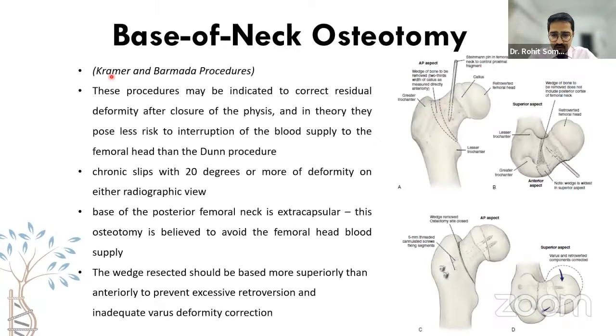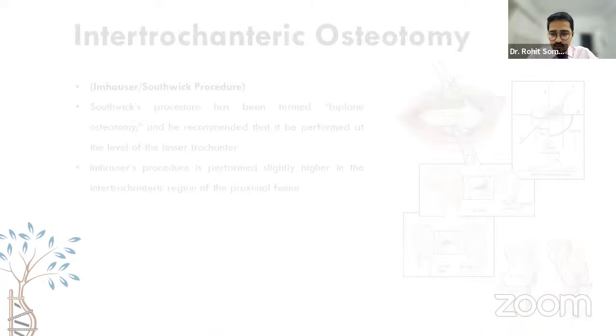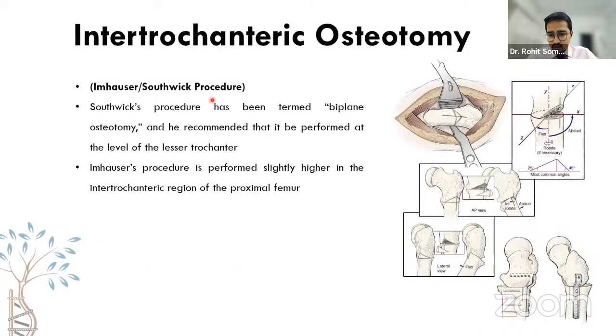The base of neck osteotomy is indicated to correct the residual deformity after closure of the physis. In theory, it poses less risk of interruption of blood supply to the femoral head than the Dunn procedure. But in practice, not many have been able to reproduce these results. The base of the femoral neck being extracapsular, this osteotomy is believed to avoid damage to the femoral neck and head blood supply.